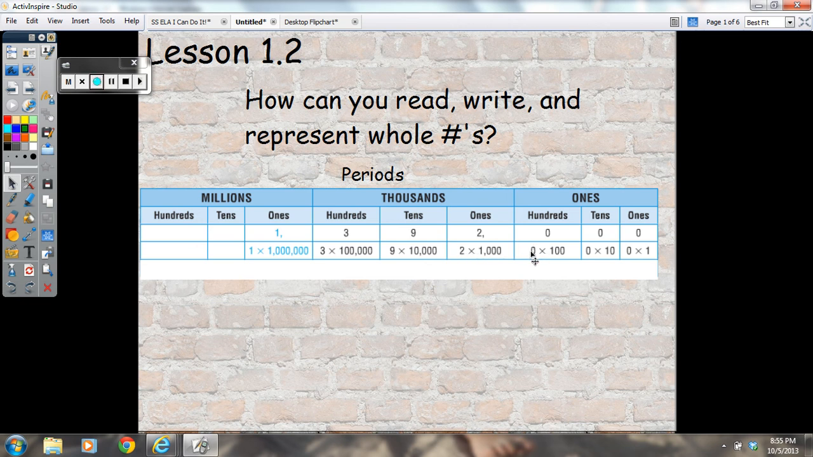And here we have 0 in the hundreds place, 0 in the tens place, and 0 in the ones place. When we write that in expanded form, you don't need to include that if there's nothing in one of those places, but we'll get to an example like that.